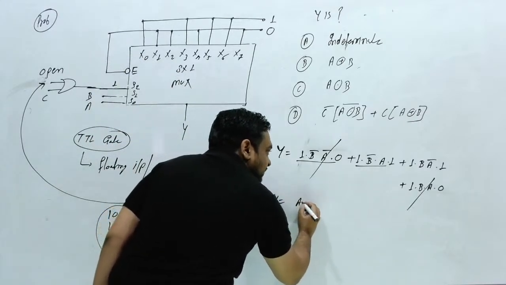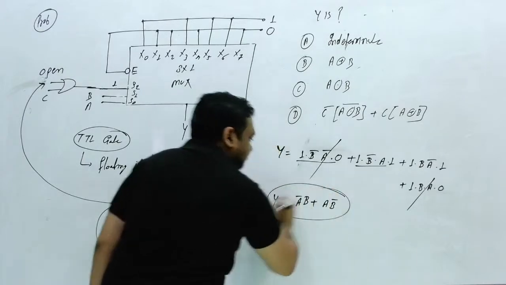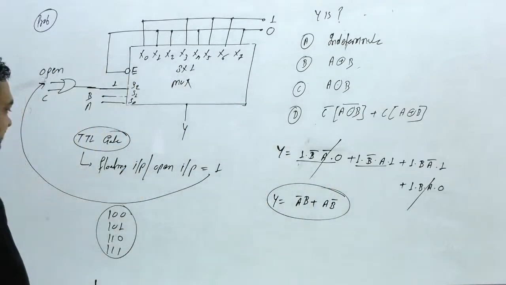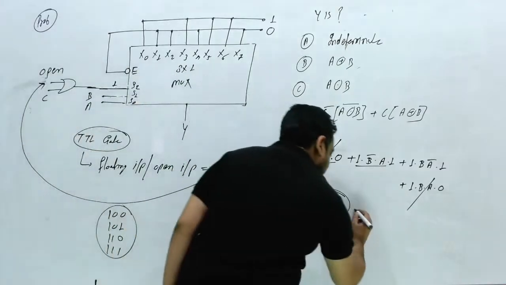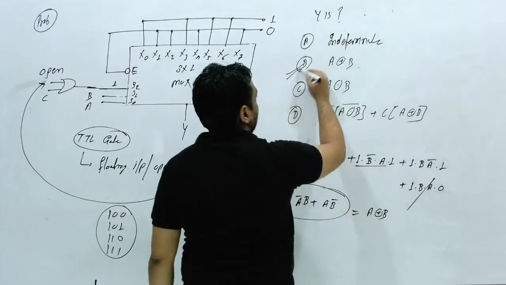What answer will you get? Y is equal to A bar B plus A B bar. This will be the answer. Of the 4 options they have provided, this is nothing but A XOR B. This is the answer.